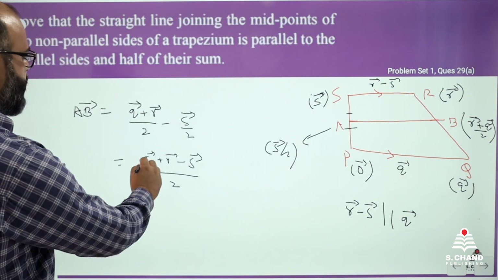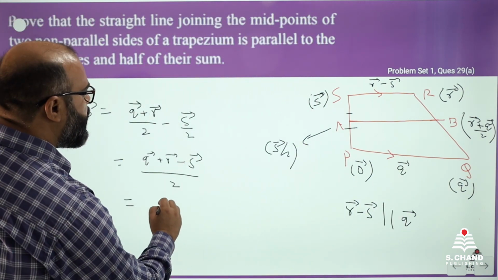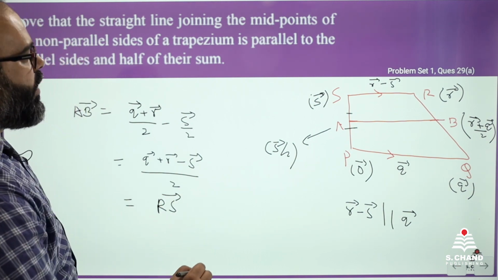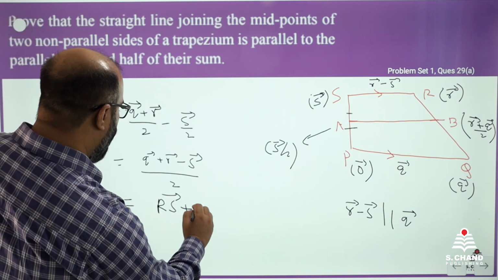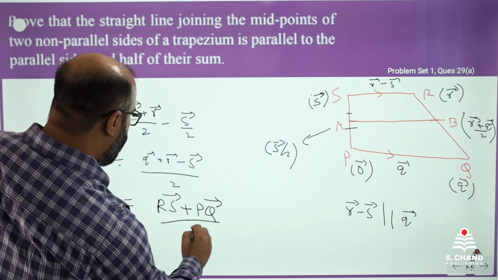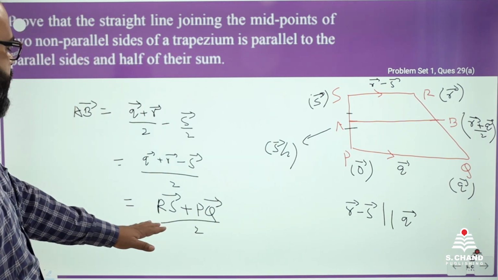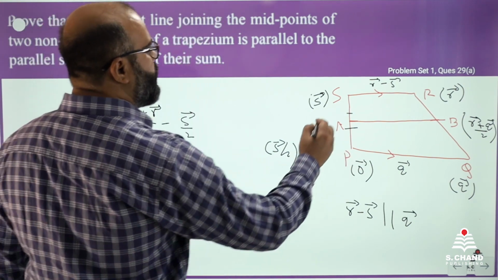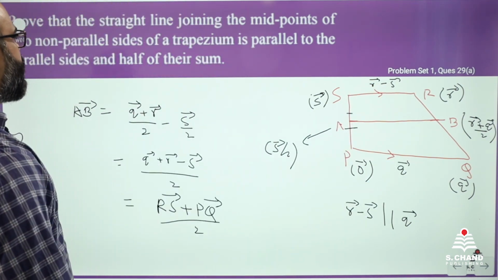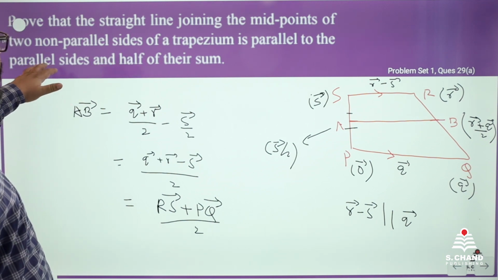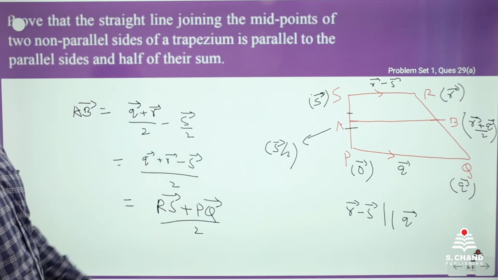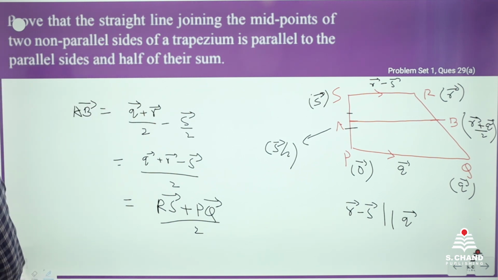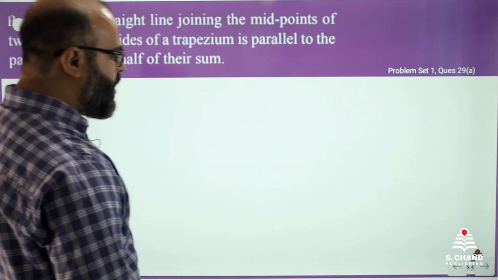So we can always say that r minus s is PS, r minus s is RS, and this q vector is PQ by 2. So this is the resultant vector AB, which is actually half of the sum of these two vectors. So we can say that it is parallel to the parallel sides because both are parallel to each other, so it will be parallel to AB also, and half of their sum. So here, from here we can find the resultant.